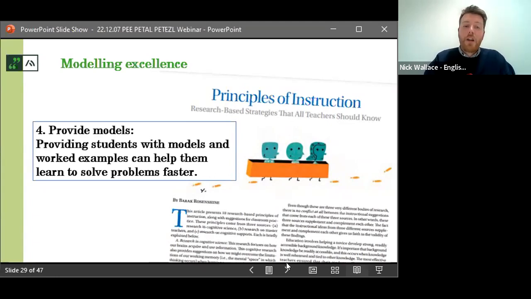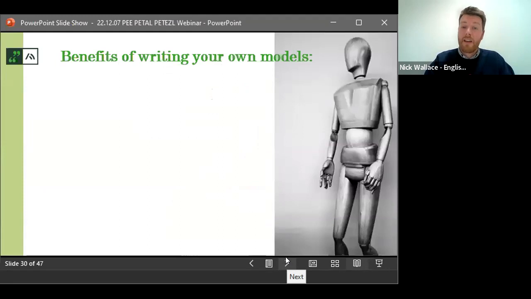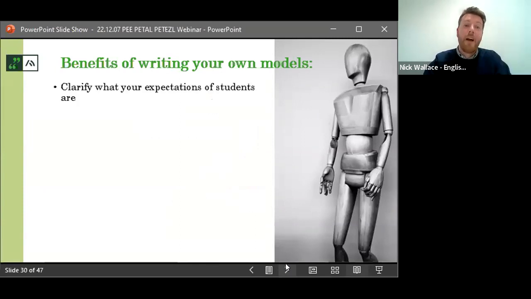There are a huge number of ways in which providing models or developing models can benefit your teaching and your students. These are just a few, and I'll also exemplify this for you in just a moment. It can clarify what your expectations are of students. And I remember when I was teaching, I would occasionally resort to: we'll do a piece of reading and then we'll complete an analytical paragraph.